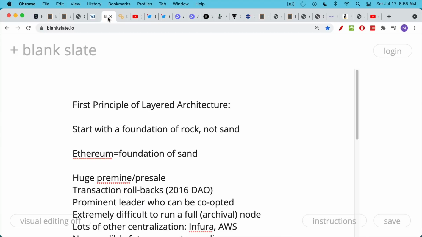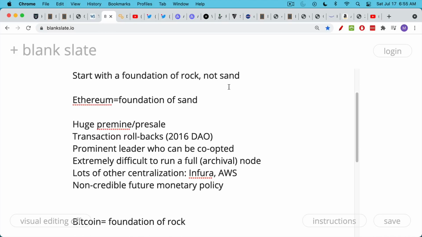The first principle of layered architecture is that you want to start with a foundation of rock, not a foundation of sand. This is what a lot of people don't realize about Ethereum. We've talked about this before, so I'll make it really fast. Ethereum: foundation of sand, huge pre-mine, pre-sale, all these insiders awarded from the beginning, has a history of transaction rollbacks like the 2016 DAO. Prominent leader Vitalik, who can be kidnapped, bribed, or otherwise co-opted. Extremely difficult to run a full or archival node, which means it's not nearly as decentralized as something like Bitcoin is. Lots of other centralization.